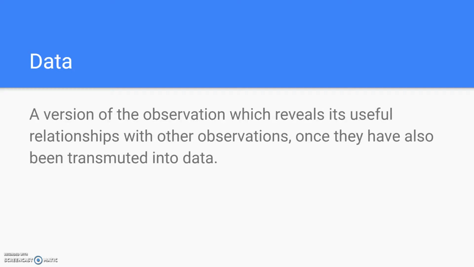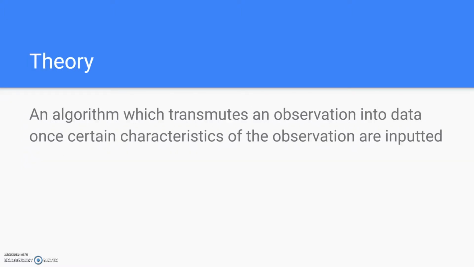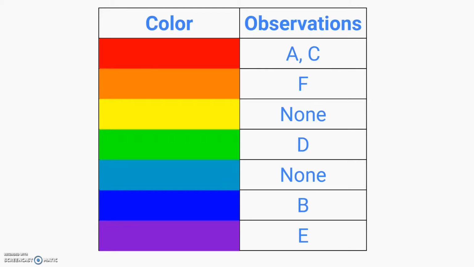Data is a version of the observation which reveals its useful relationships with other observations, once they have also been transmuted into data. A theory is an algorithm which transmutes an observation into data once certain characteristics of the observation are inputted. To give an example, a color sensor is a theory which can transmute a set of observations into color data. This data reveals the previously hidden relationships present between the observations.